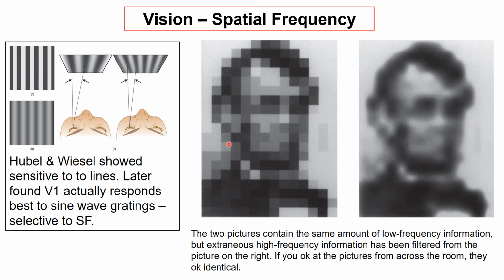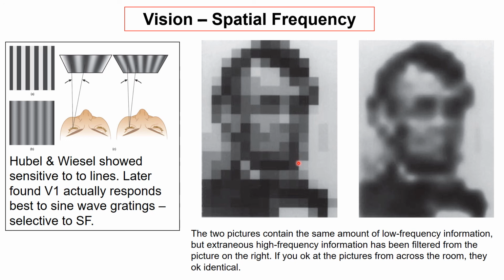To understand sine wave information, we can look at these two images on the right. The two pictures contain the same amount of low frequency information, but extraneous high frequency information has been filtered from the picture on the right. So the picture on the left has a lot of high spatial frequency information. High spatial frequency information is indicated by sharp edges. So these pixels have sharp edges to them.